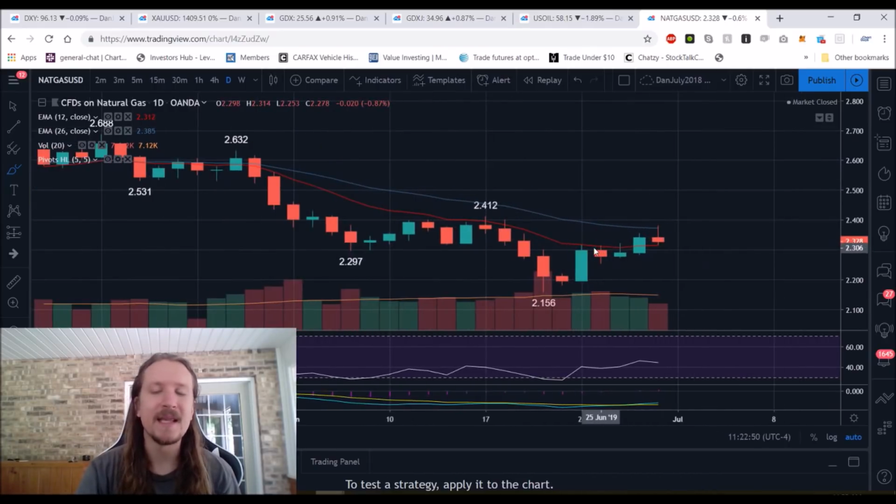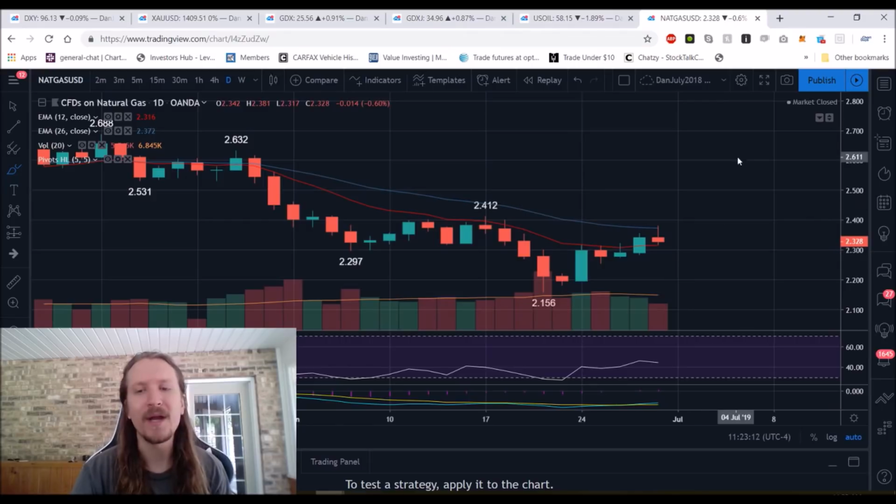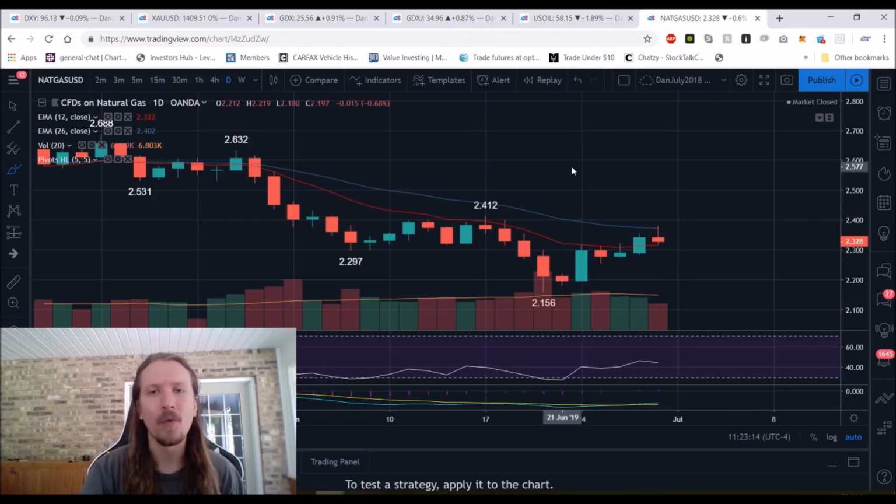So the plays in that scenario are either number one, shorting, going bearish natural gas with 2412 as your stop. Number two, you're looking to buy the higher low with 2156 as your stop. Or number three, you're patiently waiting for a higher low to form and for a bull break and entering on that bull break. Entering for the higher low has higher risk and higher reward. Waiting for the break, lower risk but also lower reward.